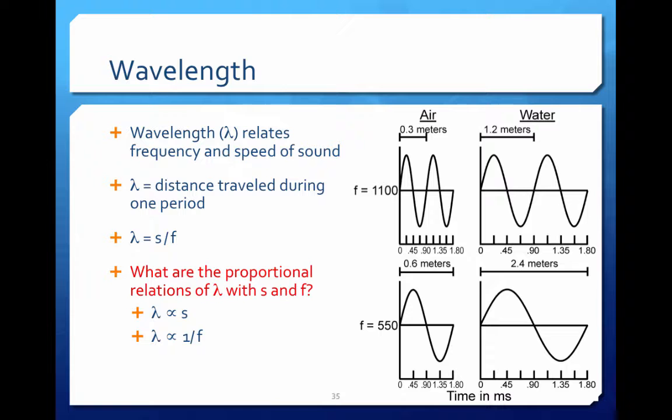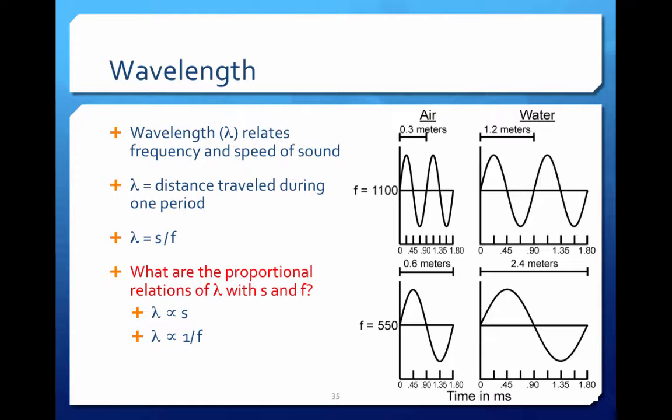The wavelength for the 1100 Hz wave is 0.3 meters. The wavelength for the wave at 550 Hz is 0.6 meters. So there's a longer wavelength for the lower frequency sound.